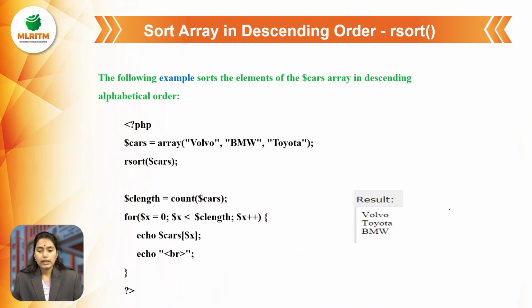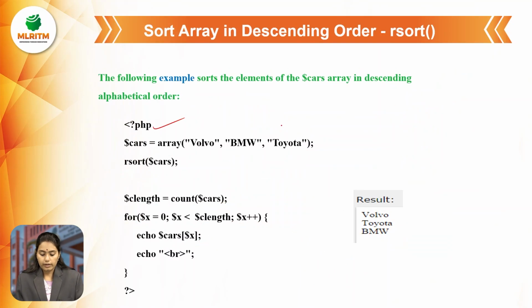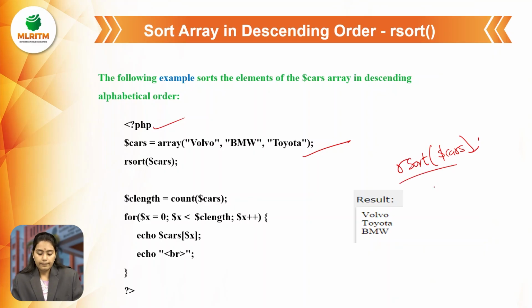Coming to sort array in descending order, that is rsort. What is rsort? rsort is nothing but sort array in descending order. Let's see with an example. The same way we need to create an array. In place of sort of $cars, we'll replace it here with rsort. The length should be equal to the count of cars, and here in the for loop we echo the cars. Using this length we have a less than, and we are incrementing the same.